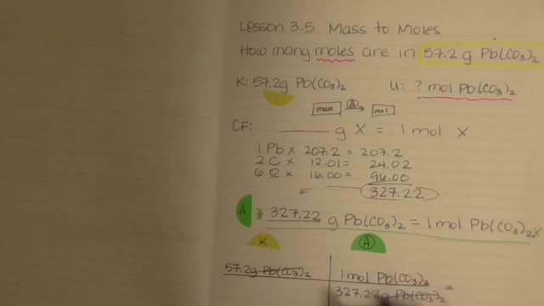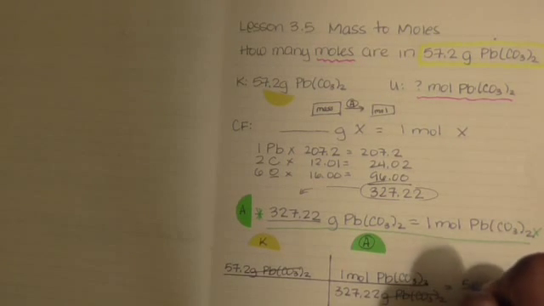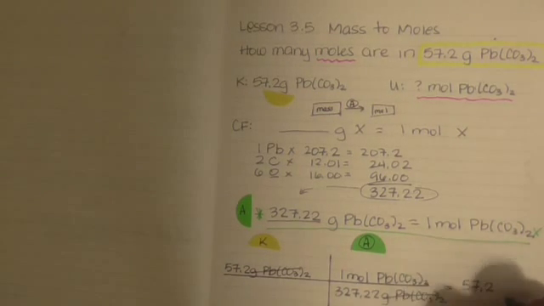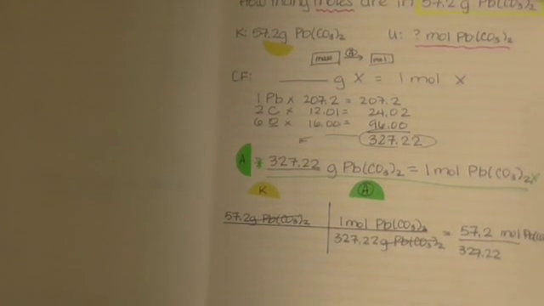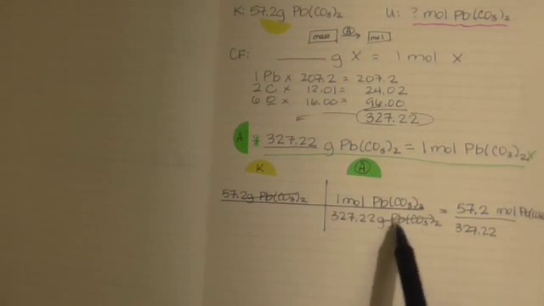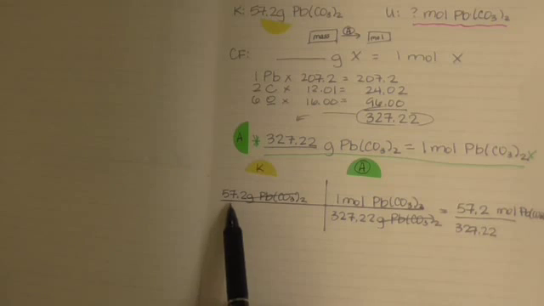That's going to cancel. So we'll wind up with 57.2 times 1, which isn't going to matter. And at the bottom, we're going to need 327.22, which means that we are multiplying. Also notice that when I crossed things out, I crossed only the units out. I did not actually cross out the numbers at all.